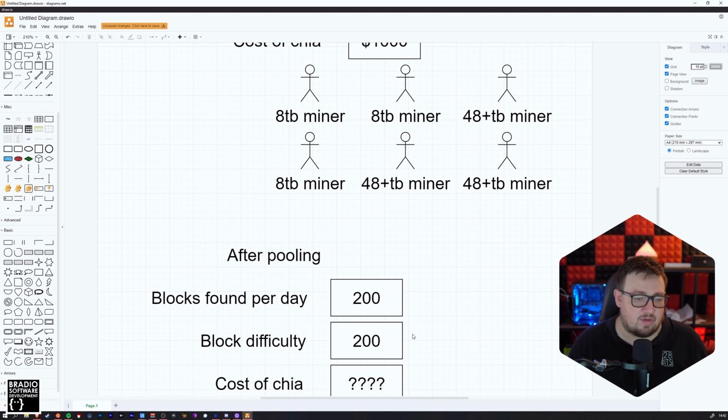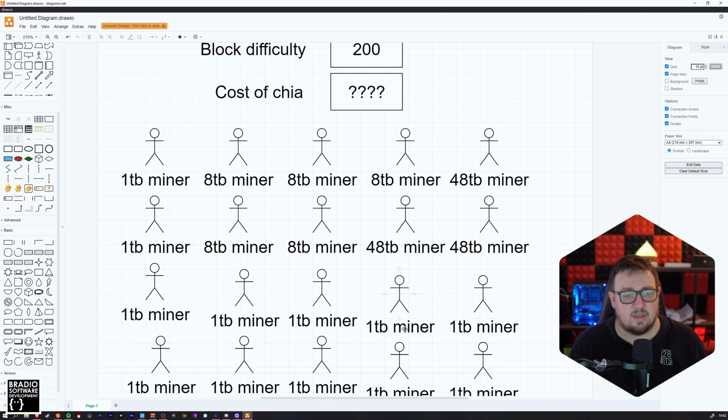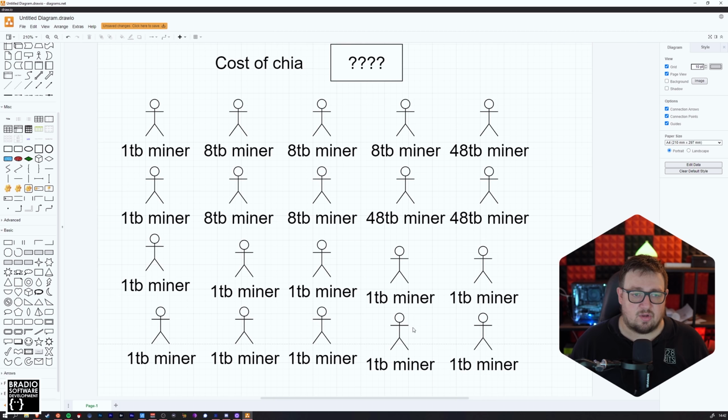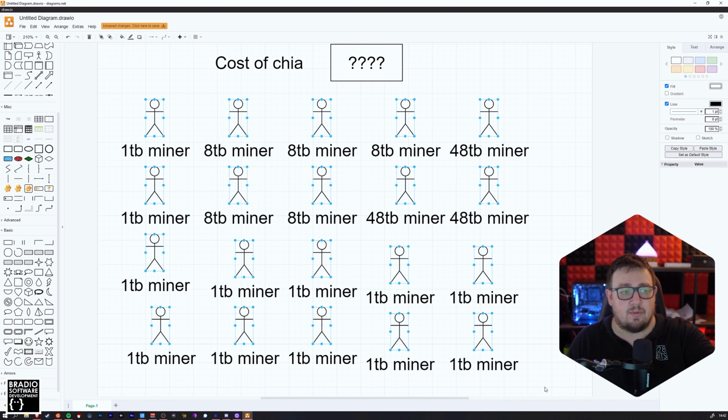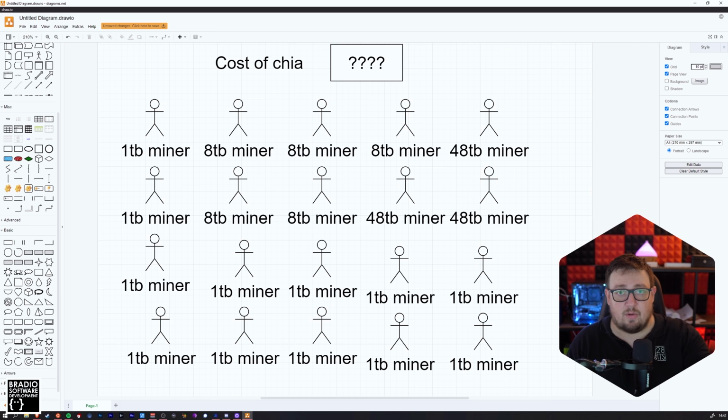But then if we scroll back down to my after pooling, essentially what you're doing is combining your forces. So all of these people are now going to have the opportunity to get 1 block, and they're probably going to get one all the time. So they're going to get one a day. But the thing is, because there's more people in the pool going after 1 block, you're going to get less money but more frequently. So it's going to rapidly increase the amount of income that you get.